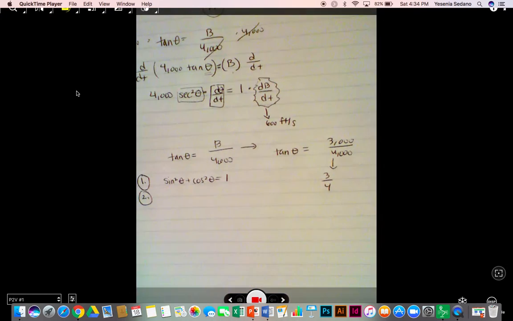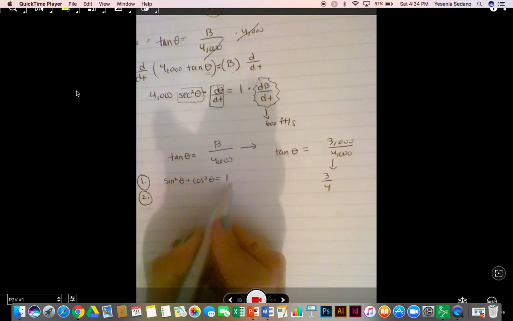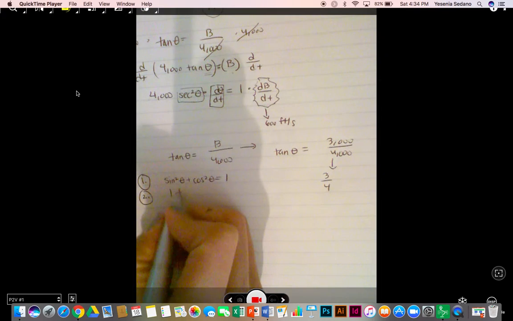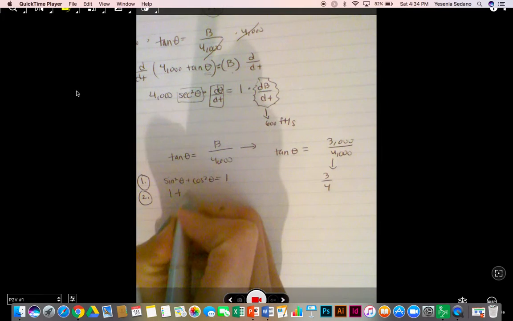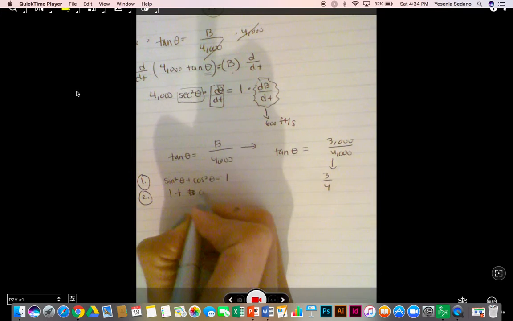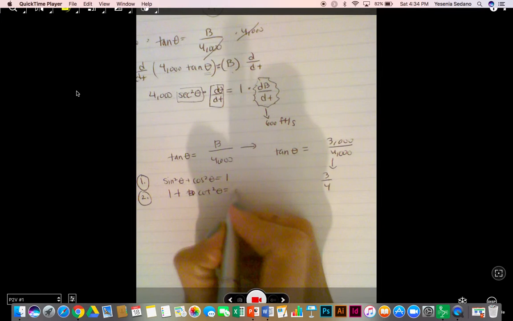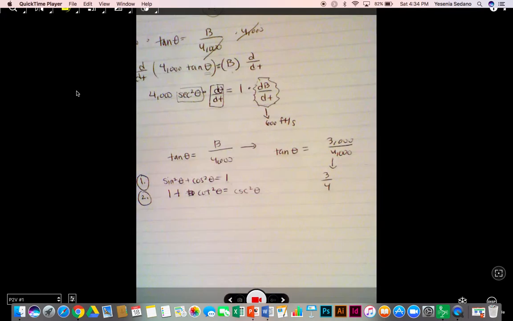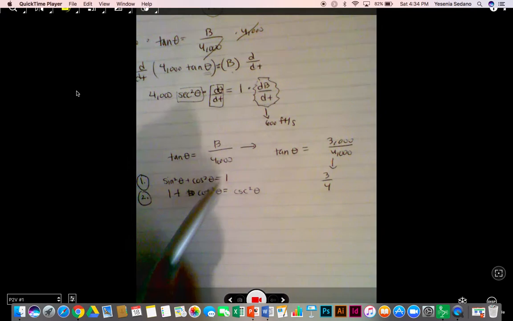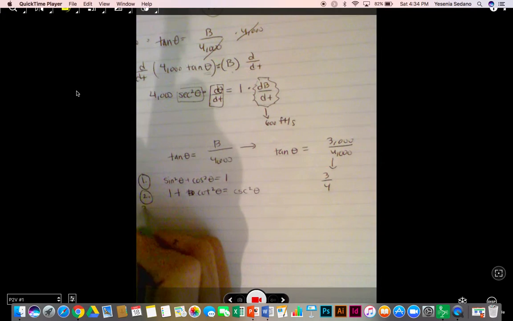If you divide all of this by sine, it's going to be 1 plus cosine over sine, which is cotangent squared theta, equals, and then 1 over sine is cosecant squared theta. There's another identity. That one I got by dividing everything by sine. And then there's the third one.